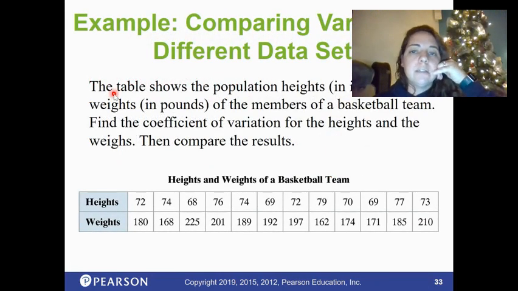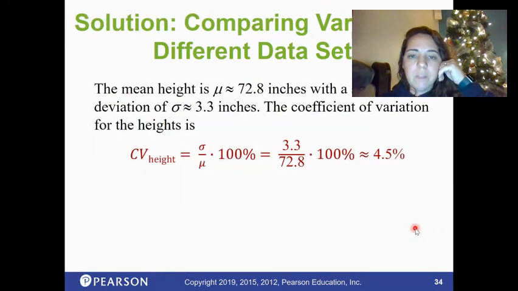In this example here, it says we've got heights in inches and weights of people on a basketball team. Find the coefficient of variation and compare the heights and weights. There should be a T right there. That's a typo they made. I'm not the only one. And then compare the results. So we're going to figure out the standard deviation of the heights, and the standard deviation of the weights. But we're going to kind of cheat. We're going to let them tell us.